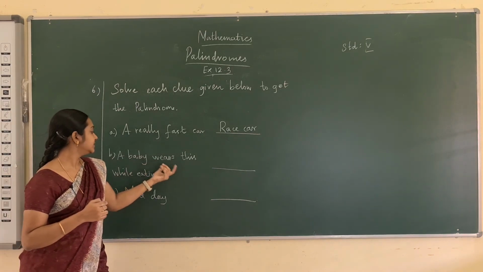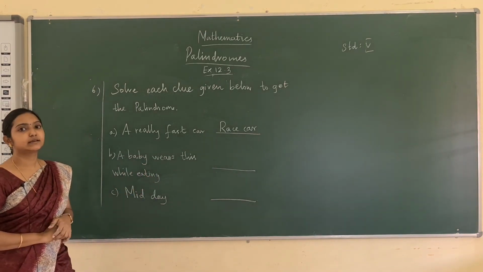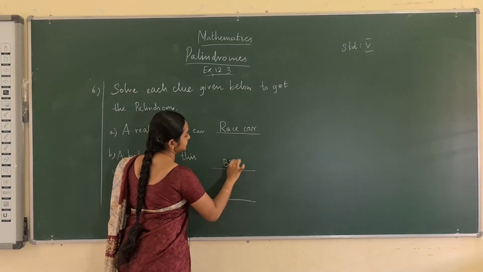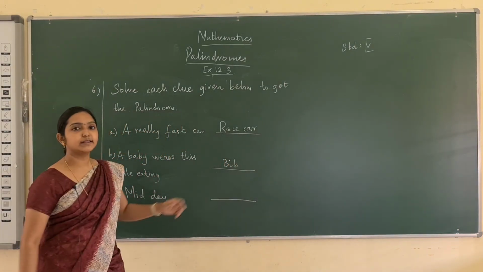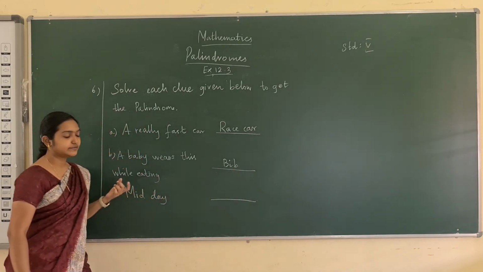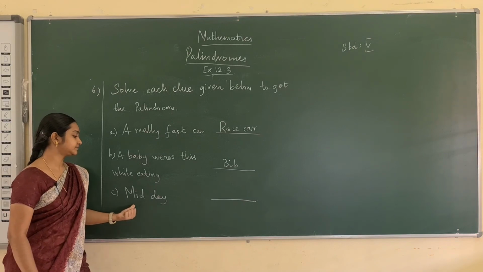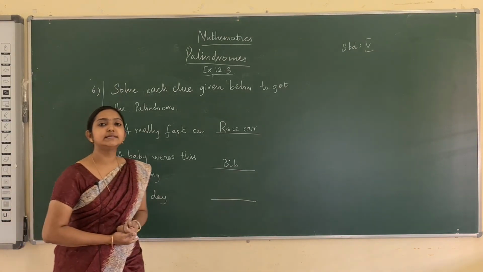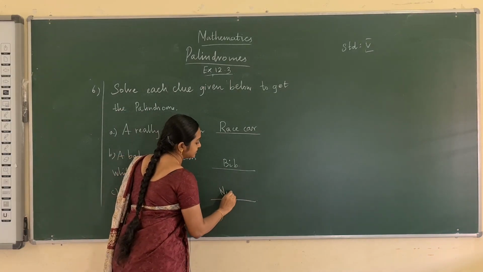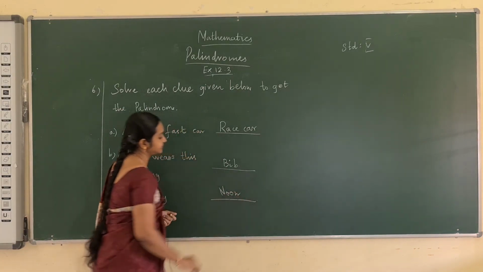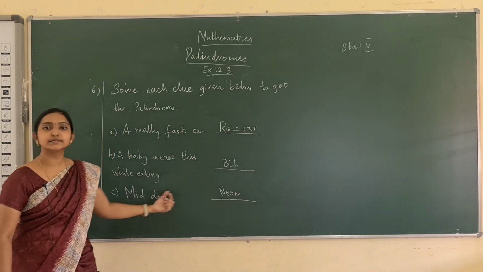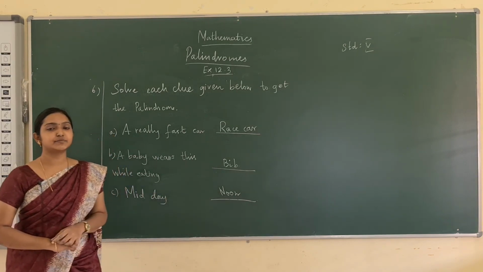A baby wears this while eating. A baby will wear bib while eating. While reversing this again we have got bib. So bib is a palindromic word. Midday. Midday means it is noon. So noon is a palindromic word even after reversing. Even after reversing we have got noon. So midday means it is noon. Noon is a palindromic word.